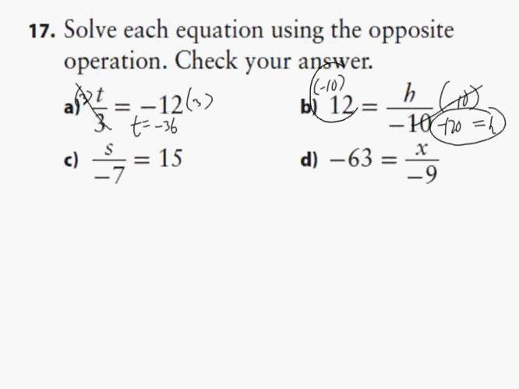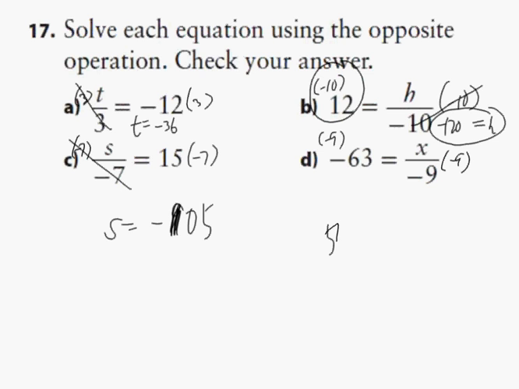That's what this works out to be right here, negative 120. Over here, I'm going to multiply both sides by negative 7. I get S equals negative 105. You're right, thank you. 105, I thought it was 95. And in the last one, I'm going to multiply both sides by negative 9. I get positive 567 equals X.